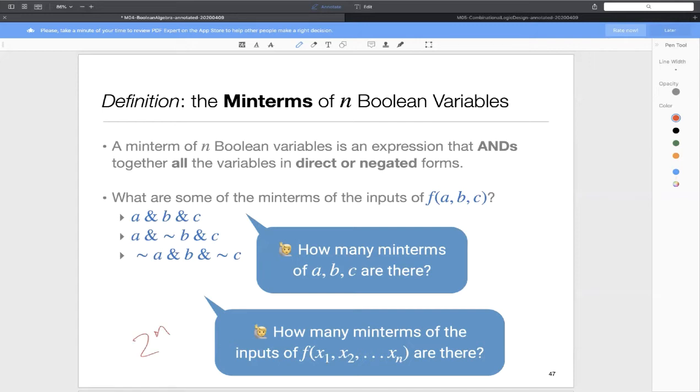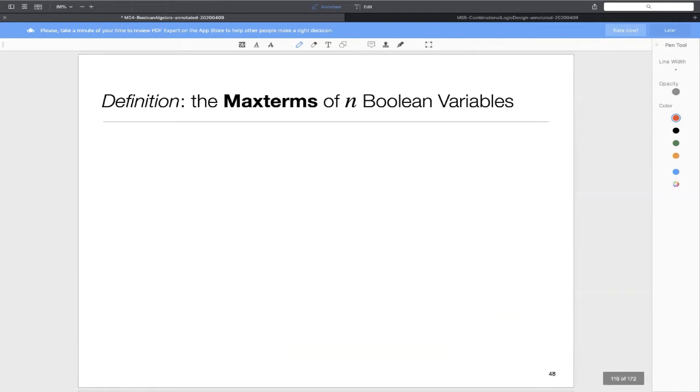Now, if you think of your truth table, each row of the truth table really corresponds to a minterm, because I go through all the patterns. If I was doing the truth table of this function, I will have 8 rows corresponding to each possible combination of A, B, and C. So minterms correspond to the rows of the table.